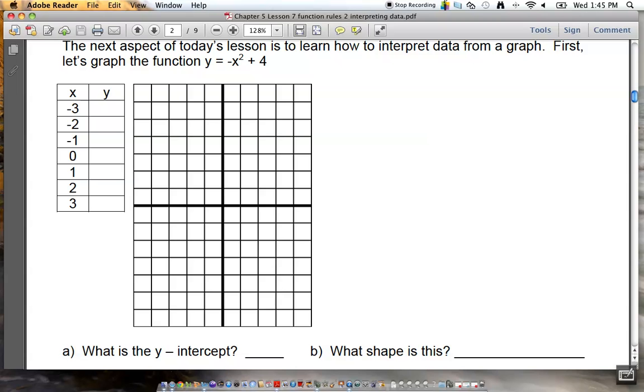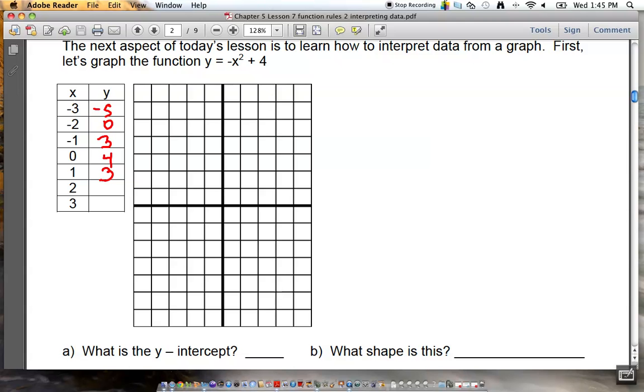Negative 3 squared, we just did that on the quiz, is 9. Then I negate it, I get negative 9 plus 4, negative 5. Plug in a negative 2, squared is 4. Negate it, negative 4 plus 4 is 0. Negative 1 squared is 1, minus 1 plus 4 is 3. But I love 0. What's 0 squared? 0. What's negative 0? 0. Plus 4? 4. 1 squared is 1, negating negative 1, plus 4 is 3.